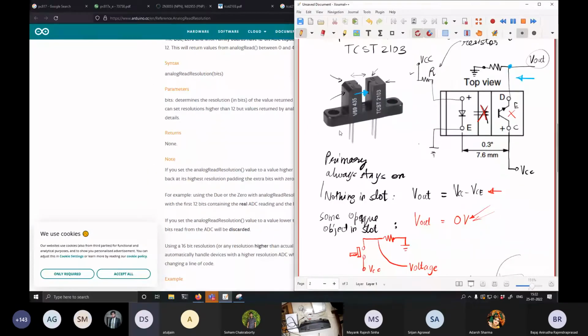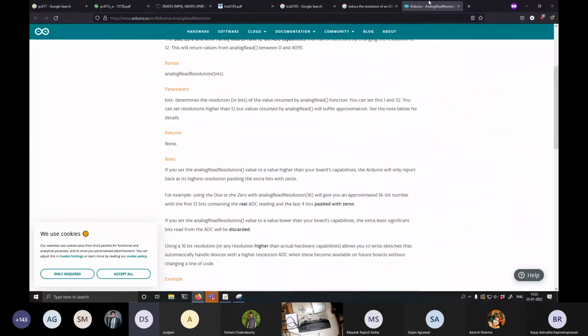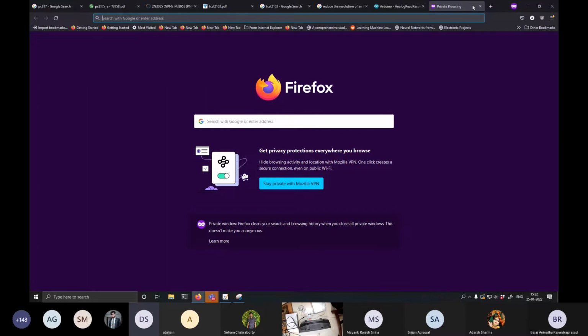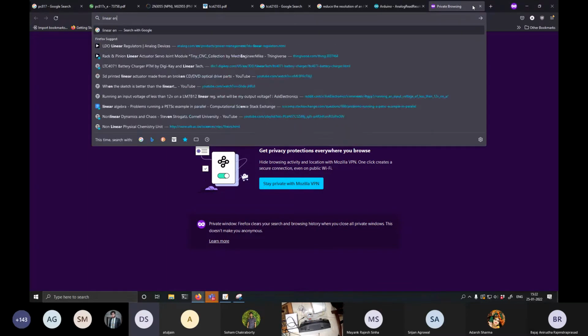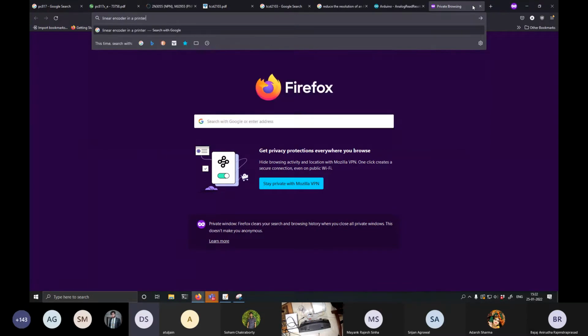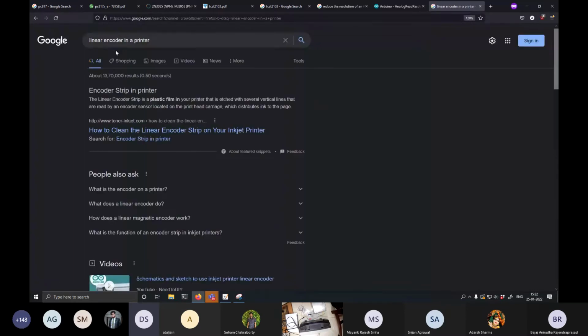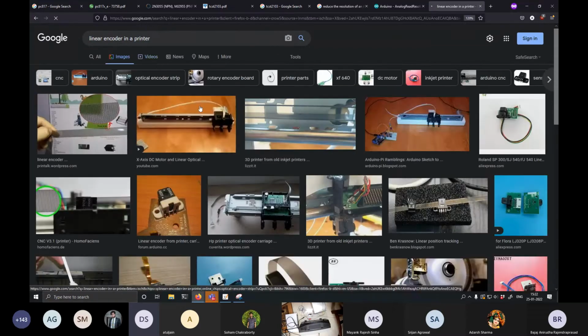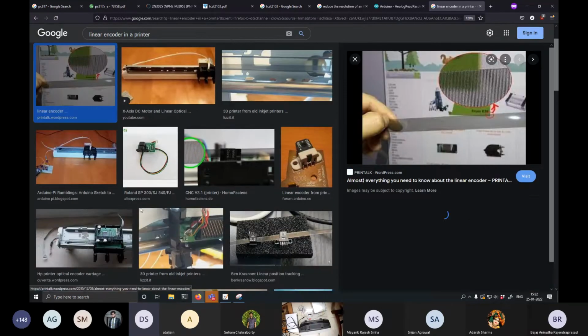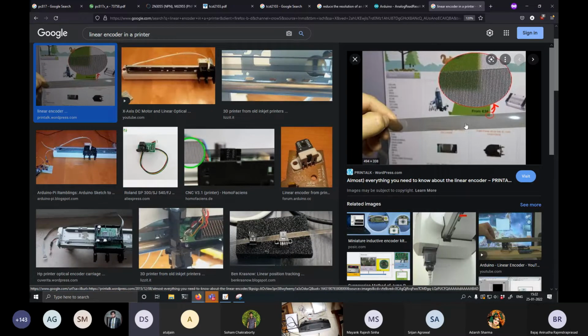So I'm going to show you a linear encoder in a printer. Okay, so there's a linear encoder strip in your inkjet printer, and it looks like this. The strip looks like this, but when you magnify it, it has a bunch of black lines. Are you able to see this image? Yes, sir.